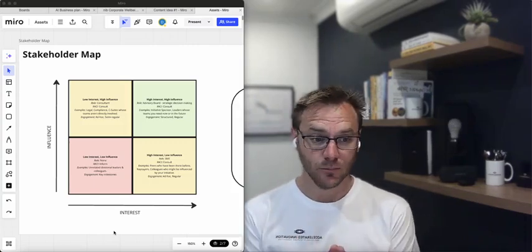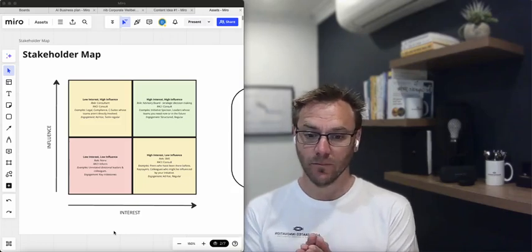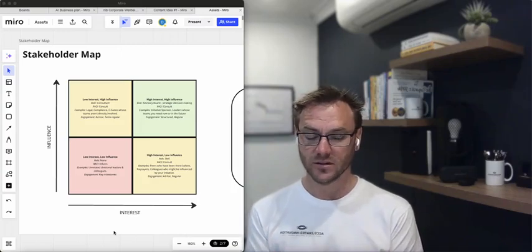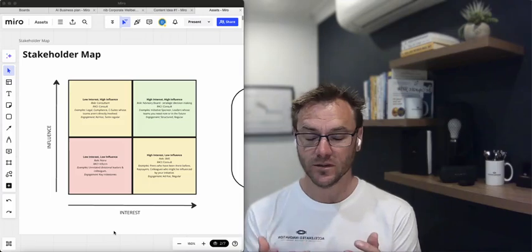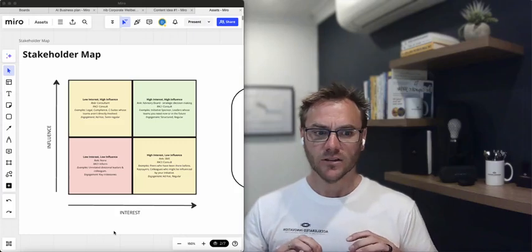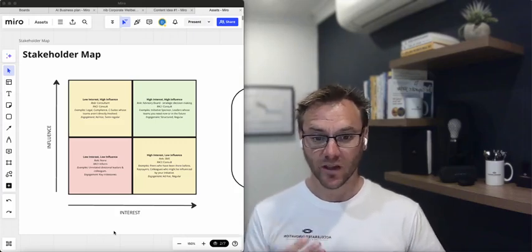So the framework is very simple. It's a quadrant that essentially groups all of your stakeholders into one of four quadrants based on their level of interest and influence on the initiative that you are pursuing. So there's kind of four key steps for this one.